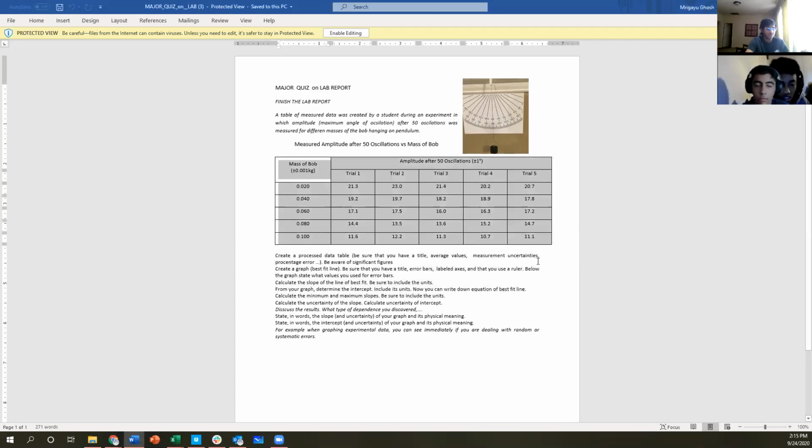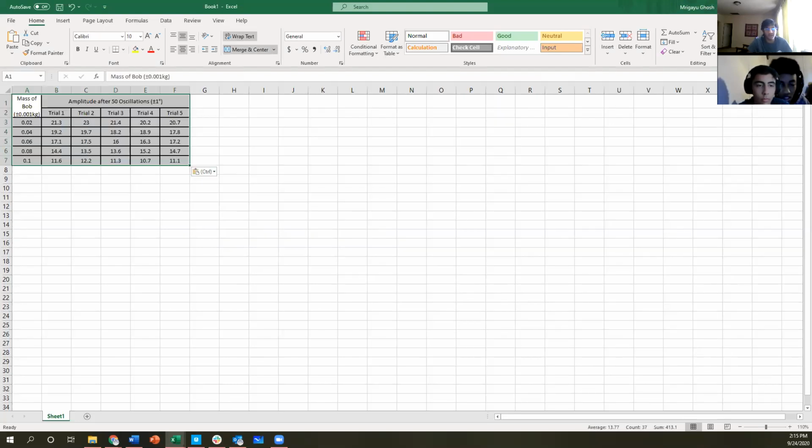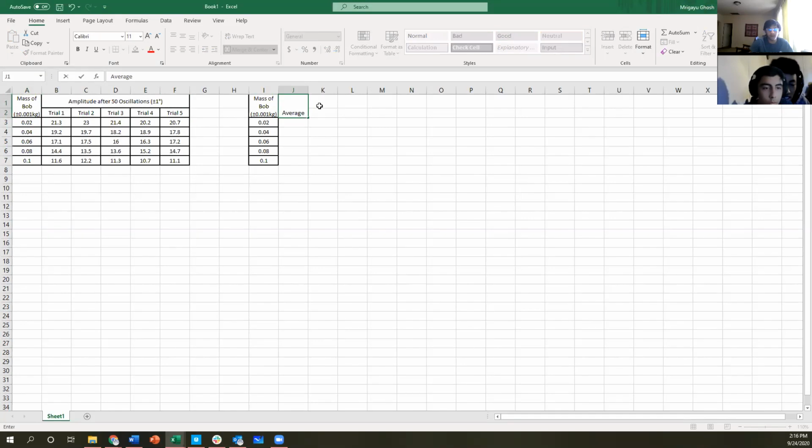The first thing I would do is just copy this data set, the raw data, into your Excel. So just go ahead and copy that into your Excel. And then what you need to do is copy the independent variable. And then you're gonna find the average here. So you're gonna turn this into average. Because remember, that's what we're doing, right? When we're doing a processed data table, we need to have the average, then we need to have the uncertainty, right?